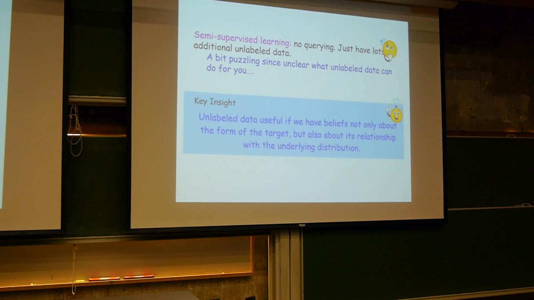So at a high level, as a key insight, unlabeled data is helpful if we have beliefs not only about the form of the target function, like it's a linear separator, but if we have additional prior knowledge or beliefs, if we know more about how the unlabeled data relates to the target function, right? And this will become very concrete in a minute, okay? Because there are many ways. So basically, unlabeled data is helpful if we have prior knowledge not only about the form of the target function, but we also have prior knowledge about how the target function relates to the underlying distribution.